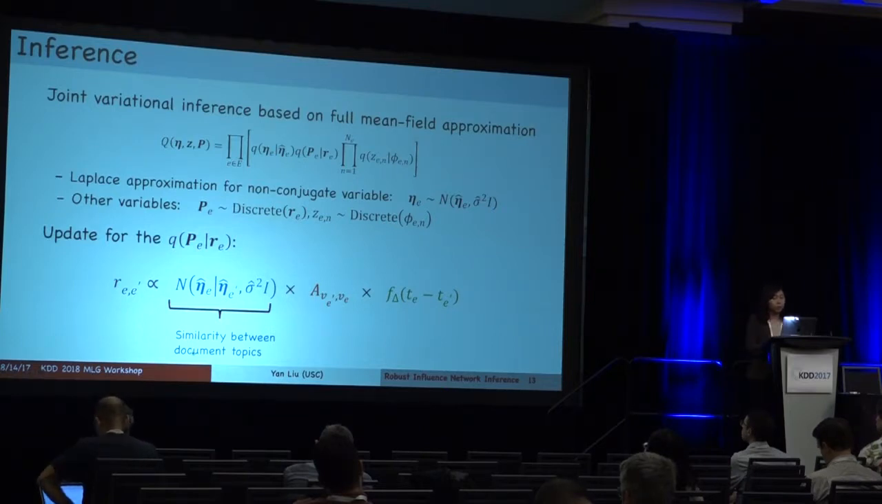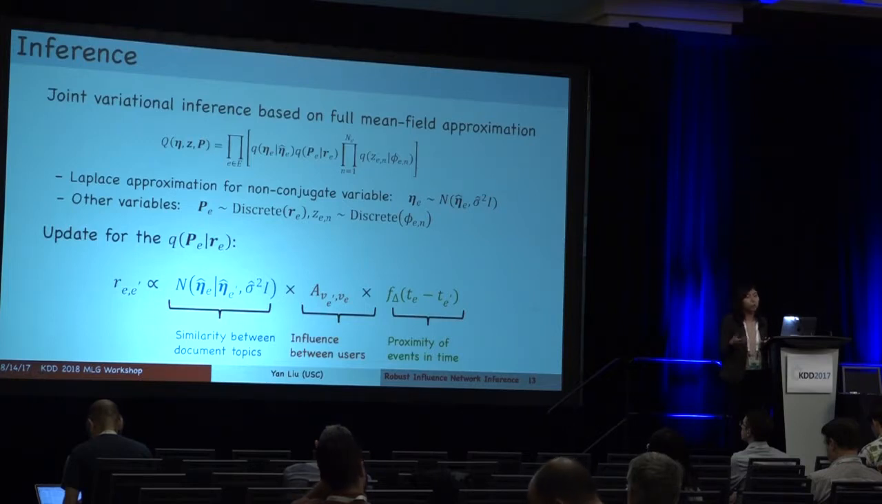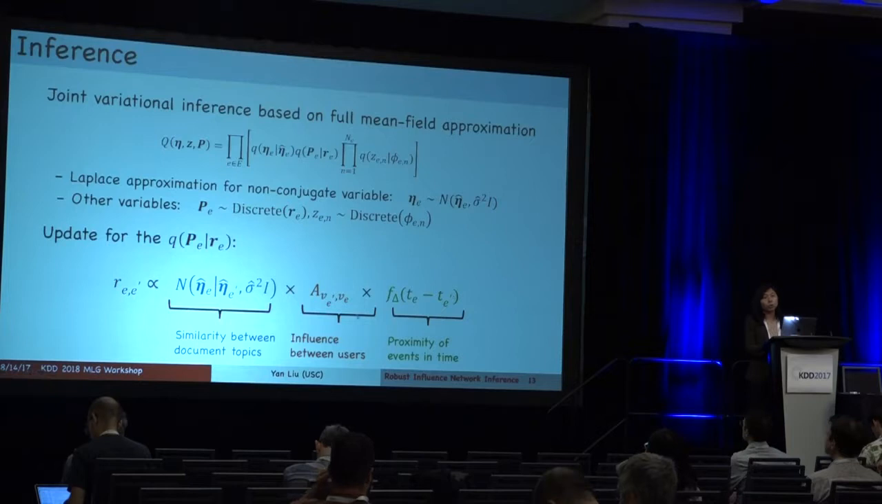One is what we show here, which is a normal distribution, where, as I mentioned, the topic mixing is determined by the topic mixing from the previous event, that is, the event that triggered this particular event. In there, we measure the similarity between the document topics. The second one is that we capture the influence between users, and that is the A parameter that we are trying to learn. And the last one, as I mentioned, is the decay function, which is used to model the proximity of events in time. So hopefully, using this variational learning formula, you can see a little bit how our model is able to incorporate both the topic modeling, shown here, together with the Hawkes process model, which is shown in these formulas.